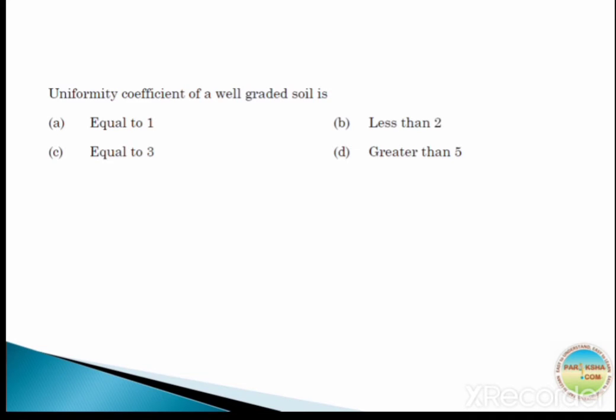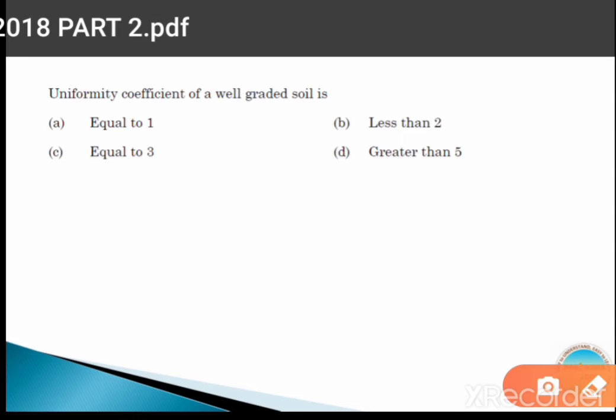Proceeding to the next question. Uniformity coefficient of a well graded soil is equal to 1, 3, less than 2, greater than 5. The correct answer for this question is greater than 5. Actually the accurate value will be greater than 6. For a well graded sand, uniformity coefficient, that is denoted as Cu, must be greater than 6. For gravel, the value must be greater than 4.